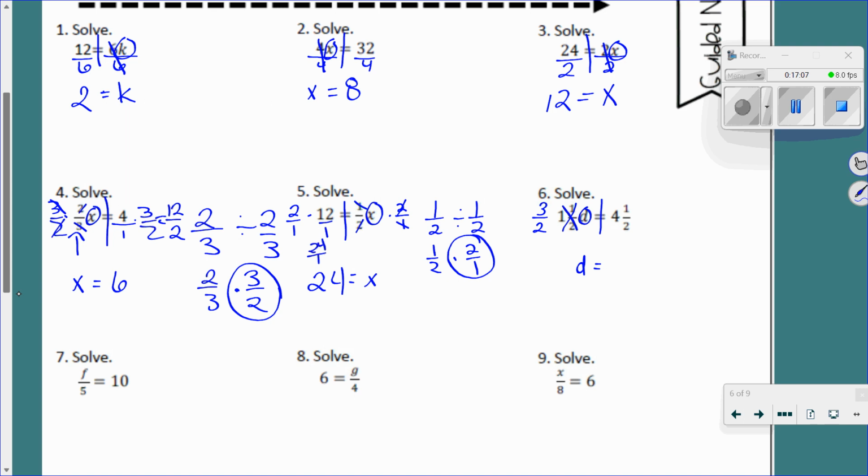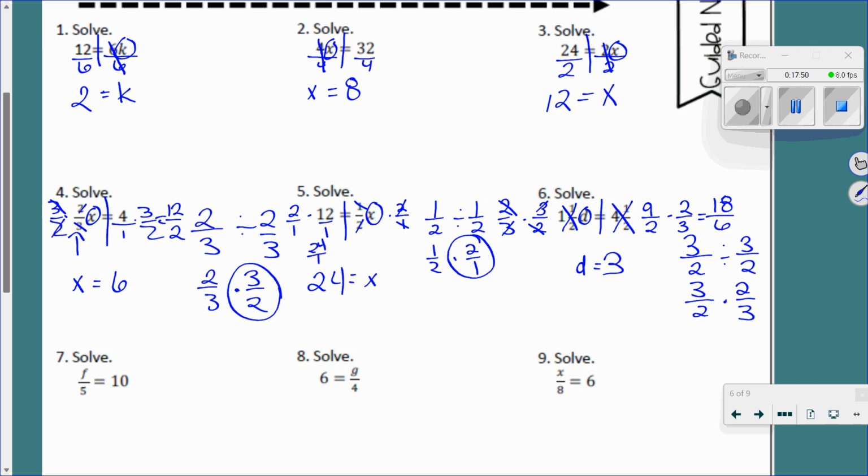So if I'm multiplying, how am I going to solve? Divide. I'm going to divide both sides by 3 halves. But can I divide fractions? No. What do I need to do? Keep, change, flip, multiply by the reciprocal each time. The 2's cross each other out, the 3's cross each other out, and leave just D on that side. And on this side, what is 9 times 2? 18. 2 times 3? 18 divided by 6 is 3. Any questions about those?